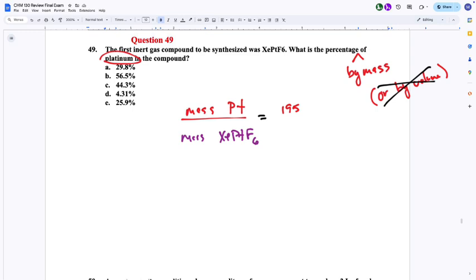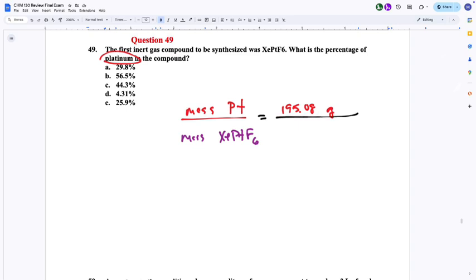I can't read this. 195.08 officially grams per mole. Okay, because we're looking at this as consistent counting units, we don't have to stress about the mole, and we could really just drop it in as grams. Okay, what's the mass of xenon? Where'd it go? There it is.